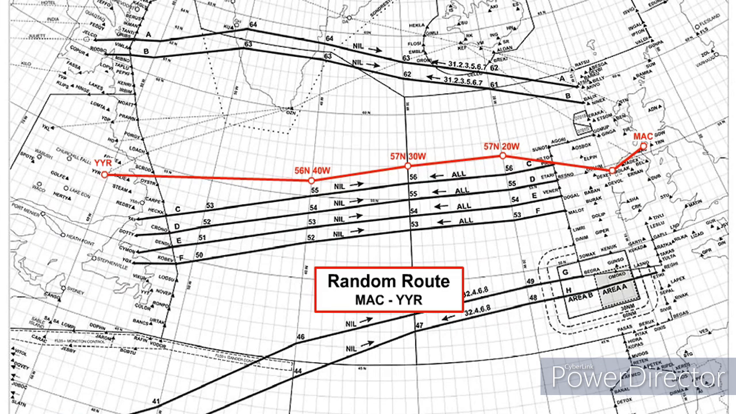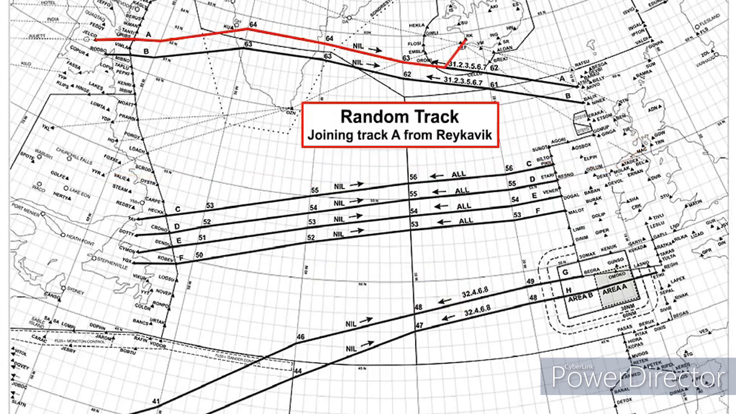Random routes, as mentioned earlier, are routes within the MNPSA which only follow part of a NAT track in the organised track system if going in the same direction, or follow a reciprocal route, or cross or avoid NAT tracks altogether. If the route is planned to use only part of a NAT track, the route is considered a random route.